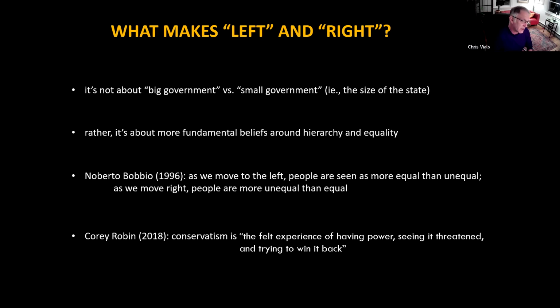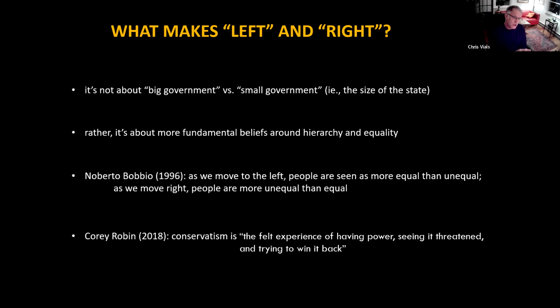So one Italian political scientist, Norberto Bobbio, said in 1996 that as we move to the left, people are seen as more equal than unequal. As we move to the right, people are more unequal than equal, right? And in my own study of conservatives and conservative thinkers, I found that to be remarkably resilient: one thing that unites the right, no matter if you're talking about fascists or more run-of-the-mill conservatives, is a belief in social hierarchy, right? A stated belief in social hierarchy. It might not be a super solid and firm hierarchy, but it's a belief in hierarchy, right?